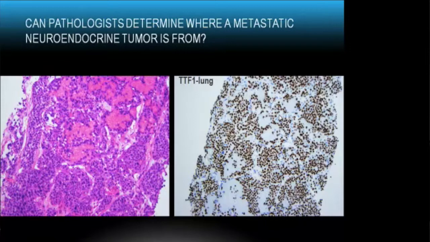So I have a liver biopsy again. That person presents with liver metastatic disease, and we don't know exactly where the tumor is from. So we can do a TTF1 to rule out or to confirm a lung primary. Here, you see the brown color. That means the tumor expressed TTF1. So we confirm it's from the lung.